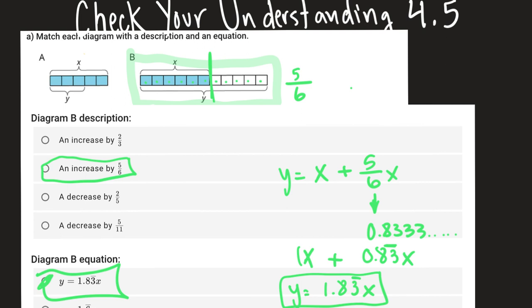We always start with our x and we count the parts on x, and then from there the y is either decreasing or subtracting or less than, or increasing or adding or more than.